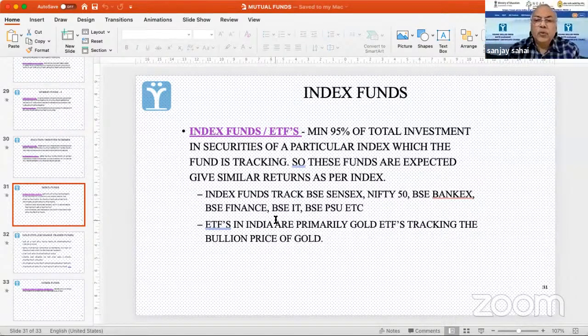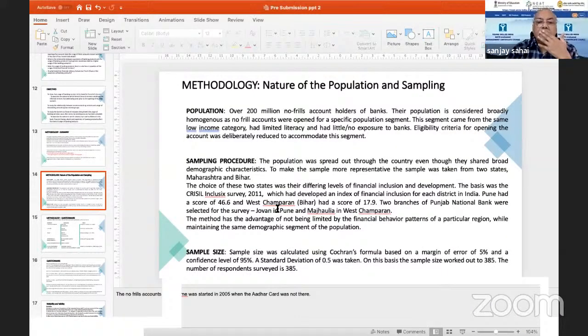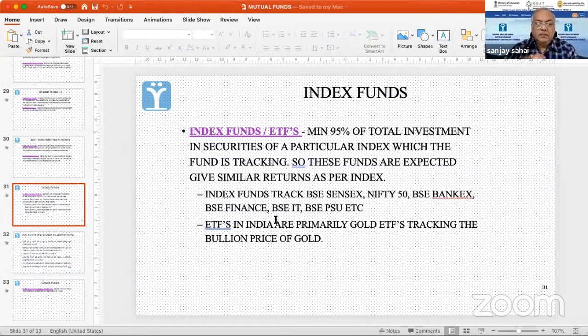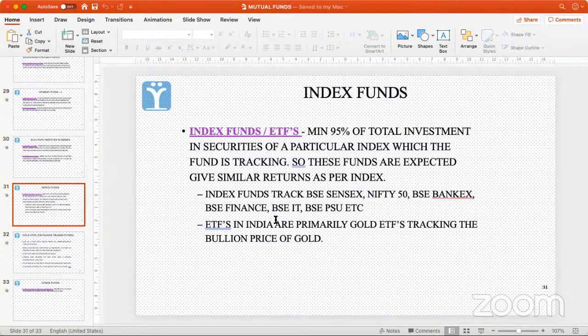What does an index fund do? Can anyone remember what it does? Shruti, Tanya, anyone? The answer is there on the slide. You just have to express it properly. Shruti? Sir, they are the similar returns as that per index.